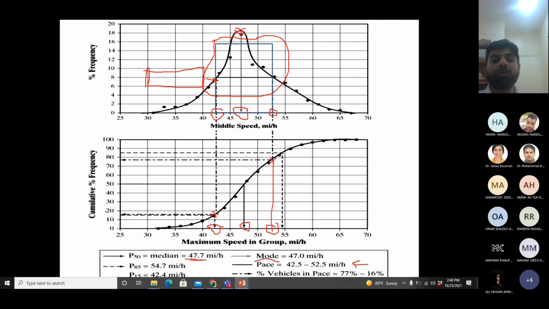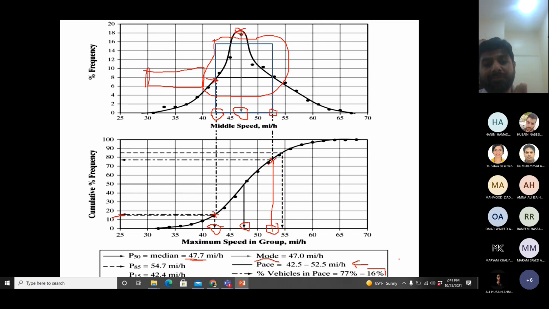Now, what have we plotted on the y-axis? On the y-axis is cumulative frequency. Cumulative means what? So, for example, for 42.5, the cumulative frequency is 16%. This value is 16%. It's written here. The exact value is written here.